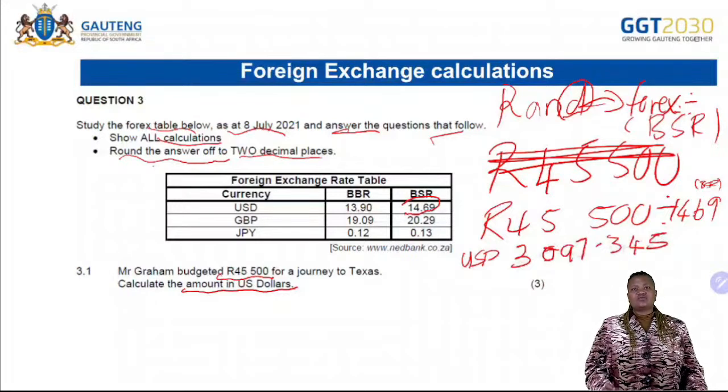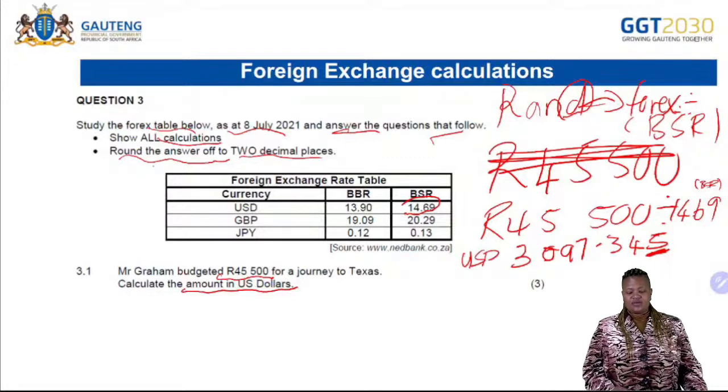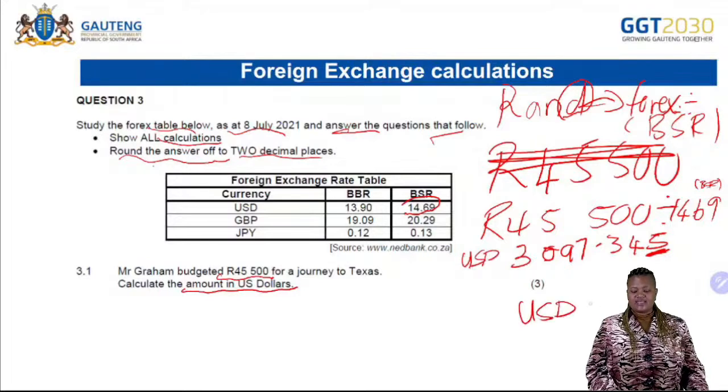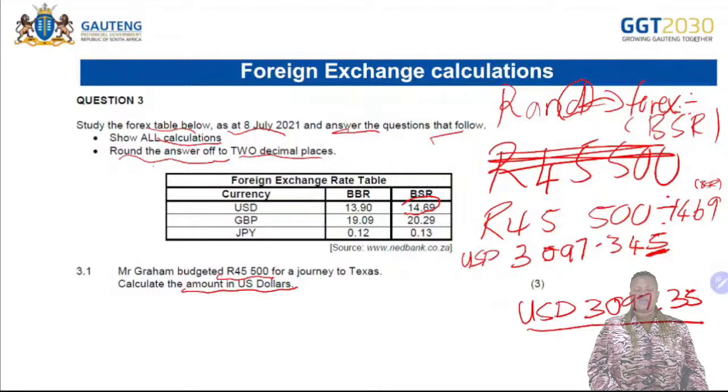So we've got the 3097,345. When we round off to two decimal places, we look at the third digit after the comma. If this third digit after the comma is 5 or more, it will affect the second digit after the comma. If it is less than 5, meaning 4 and less, it will stay the same. So the rounded off answer that we really want to see in the exam is the 3097,35 USD. Don't forget to write your currency code or your currency symbol when you answer, because remember that this was a rand to forex question.